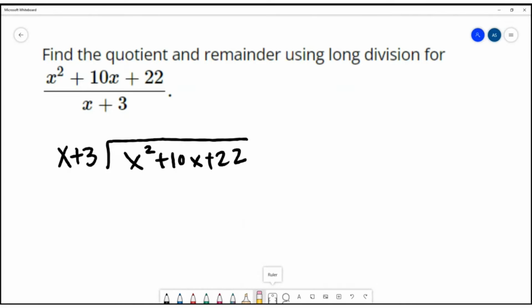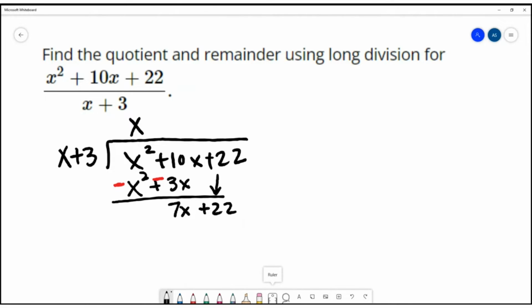When you're doing long division, you want to focus on your first terms. How many times does x divide into x squared? That's x times, or if you want to think about it as multiplication, x times x gives you x squared. x times x is x squared. x times 3 is 3x. And on this step, we're supposed to subtract, so we're going to change the signs here to do that subtraction. And x squared minus x squared is 0. 10x minus 3x is 7x. And I'll bring down the next term, which is 22.